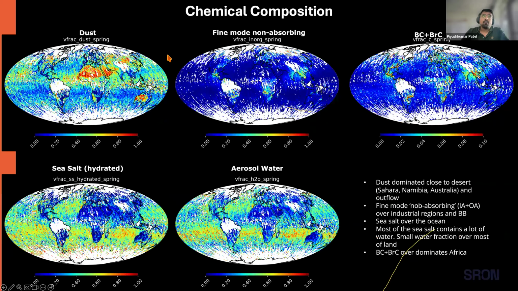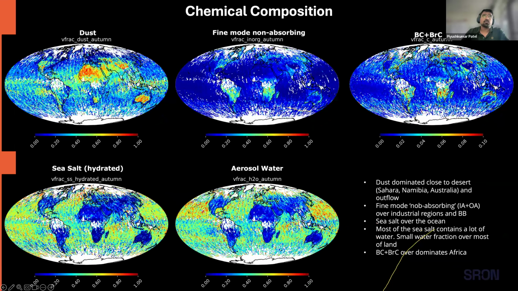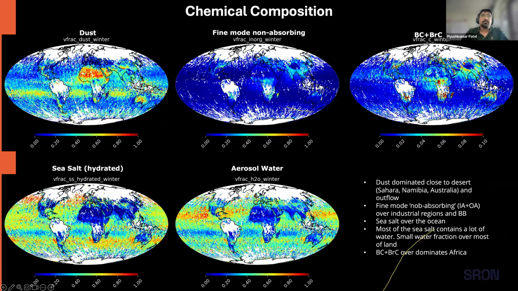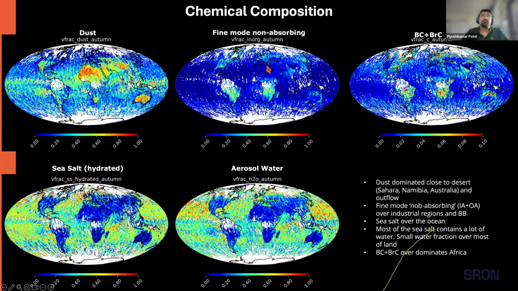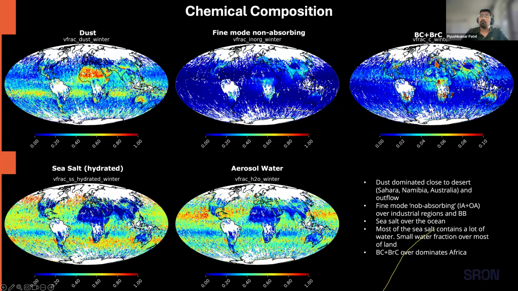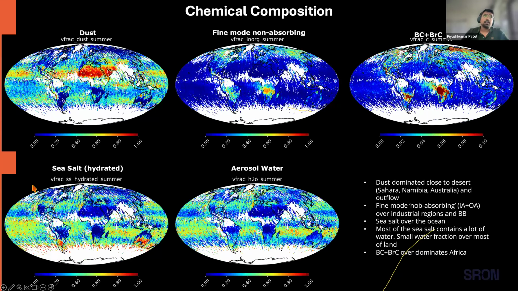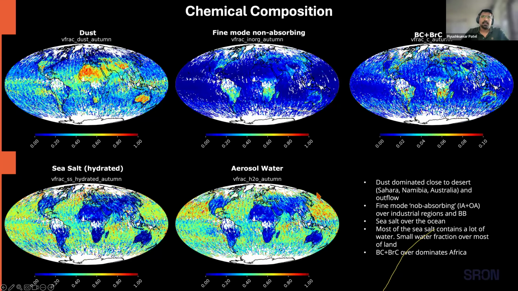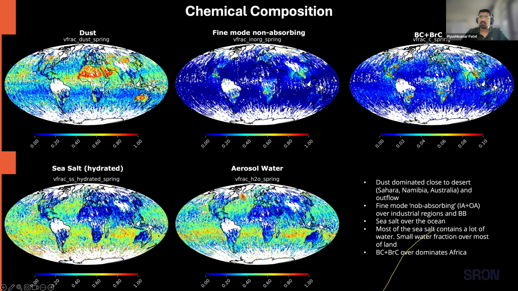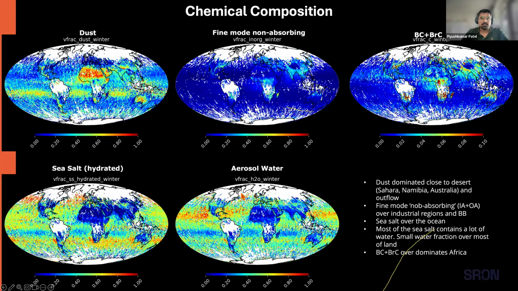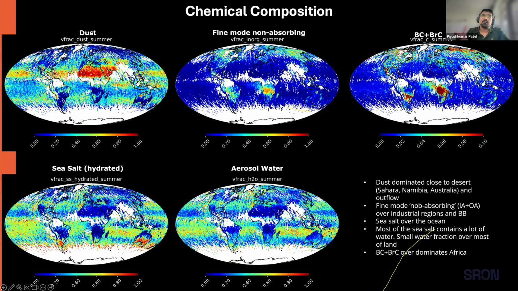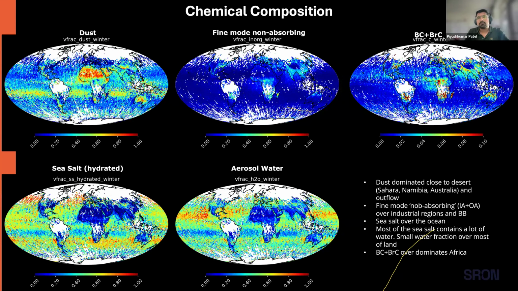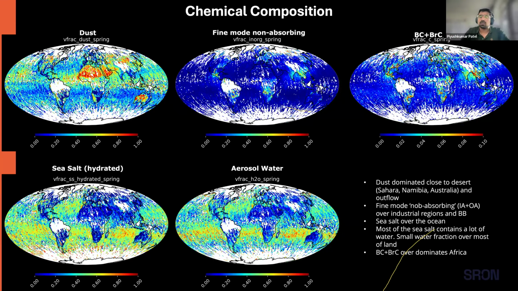Now, because we have more information from the instrument, we can identify the different species. So you can see we have dust, fine mode non-absorbing, black carbon plus brown carbon. We also have sea salt and aerosol water. So what is aerosol water? Aerosol water is how much water aerosol can bring along with it. We also call it aerosol uptake, the water uptake.